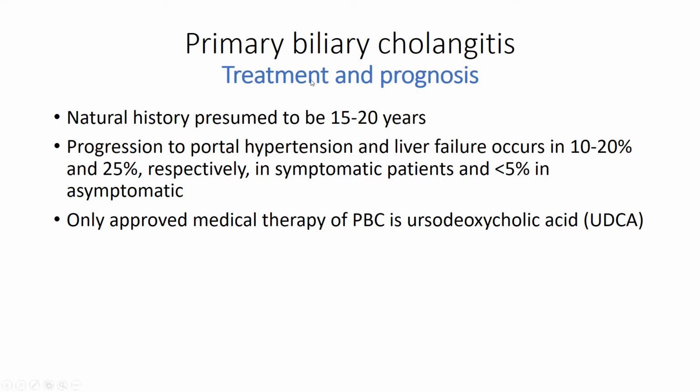Treatment: the course of the PBC goes from 15 to 20 years before it gets to end stage. When at the end stage, you have progression to portal hypertension and liver failure occurring in 10 to 20%, and liver failure in 25% in patients that are symptomatic. But if they are asymptomatic, fewer than 5% of patients progress to portal hypertension and liver failure.